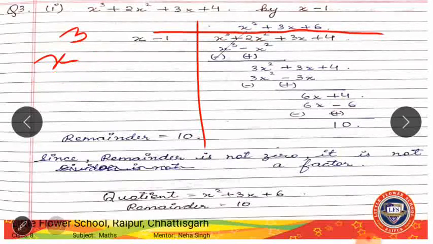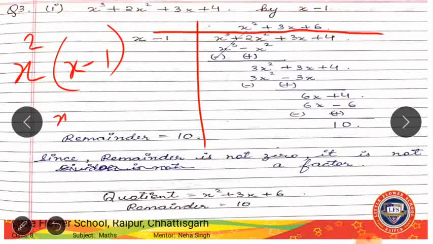Now what we'll do? After we got the first term of the quotient, we'll multiply this x square with x minus 1, the divisor. x square into x is x cube minus x square, right? x cube minus x square. So here x cube minus x square. Now after writing it, we'll subtract it here.